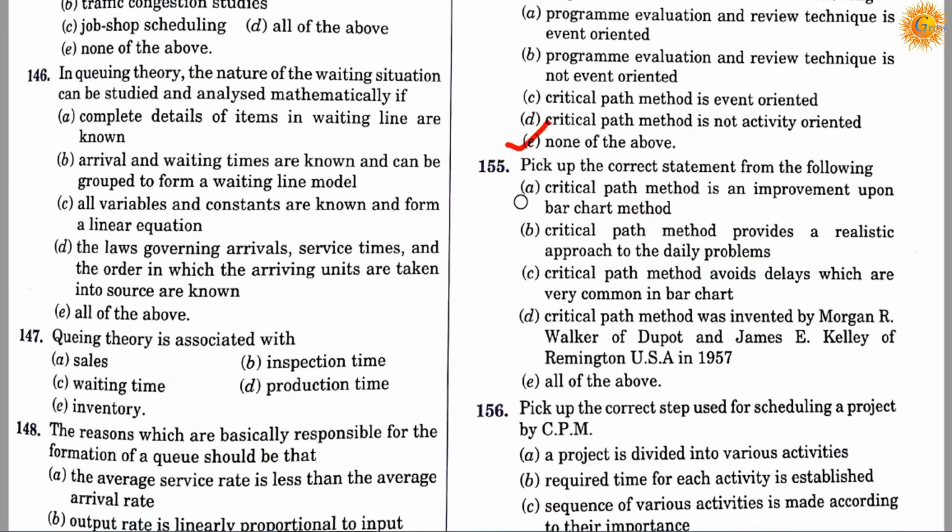Question number 155. Pick up the correct statement from the following. Option A, critical path method is an improvement upon bar chart method. Option B, critical path method provides a realistic approach to the delay problems. Option C, critical path method avoids delays which are very common in bar charts, and option D, critical path method was invented by Morgan R. Walker of DuPont and James E. Kelly of Remington, USA in 1957, and the answer is E. It means all of the above.